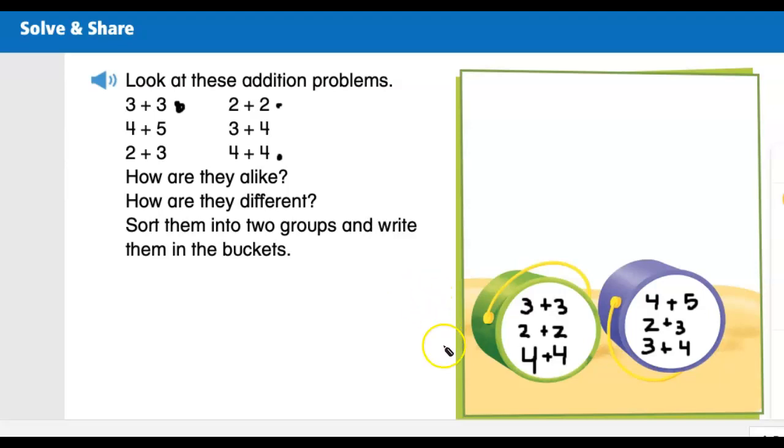So I have sorted these problems. So how are they alike? How are these addition problems alike? Well, all of these are doubles, so that is how they are alike. And all of these ones are not doubles. These are all different kinds of equations. They're different because of what we just said. These are doubles sets, and these are not. We could say that these problems have a 5 in it, and all of these problems only have 2's, 3's, and 4's. So there's a lot of things that we could say about why they're different and why they're alike.